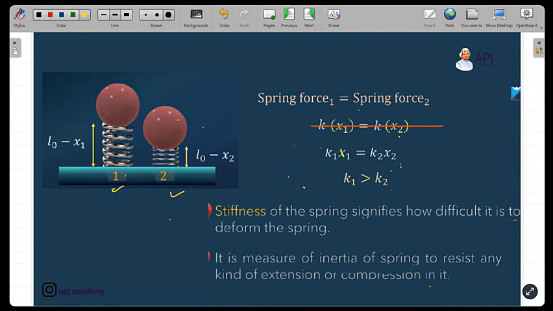What does this indicate? This indicates that both of these springs have different spring constants. These are two different springs, made of different materials, and they have different spring constants. These springs are made of different material because we kept the same weight on both, and spring number 2 has compressed more with respect to spring number 1. That is why we say that both of them are different in nature.